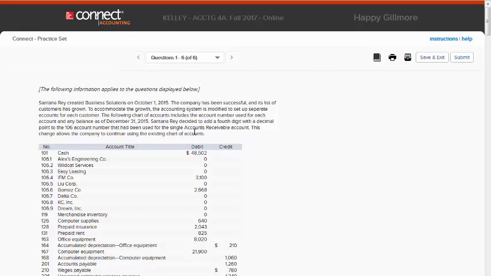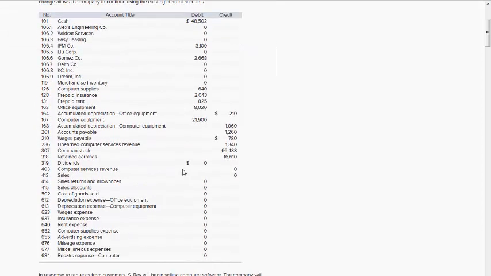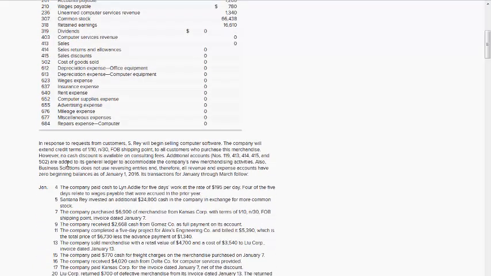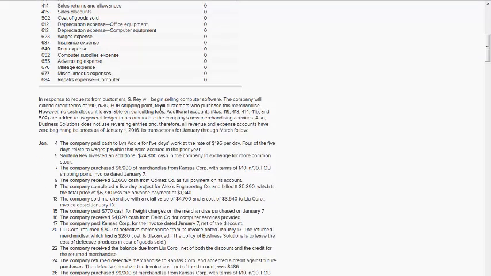So accounts receivable would be the control account, and this change allows the company to continue using the existing chart of account system. So you'll notice here the individual customer names would be the subsidiary accounts that would agree to the control account. So we have an account for each customer, and you'll see the balances. And then the next thing it says, in response to the request from customers, Santana Ray will begin selling computer software. So not only do they offer a service, but they also sell a product, the software.